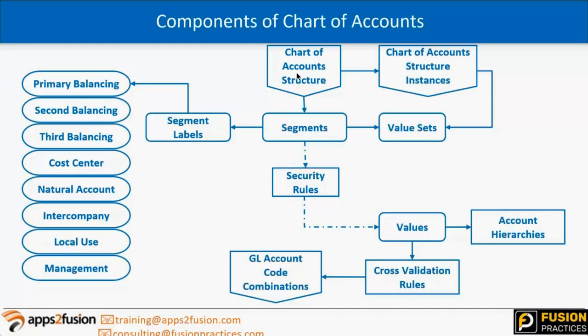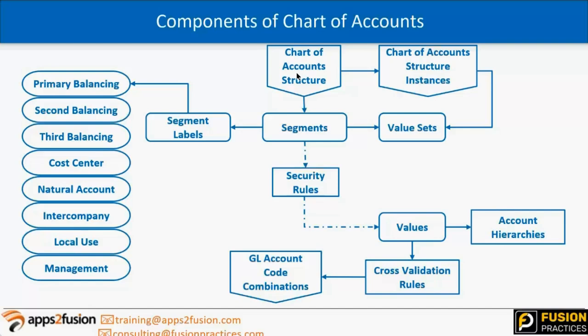The only difference between a chart of account structure and a chart of account structure instance is that you can create and add different value sets at the instance level. So if you have a global chart of accounts, let's say a 5-segment chart of accounts, and you have operations in US and UK, and it may happen that US and UK are following different value sets, you can change the value set at the structure instance level.